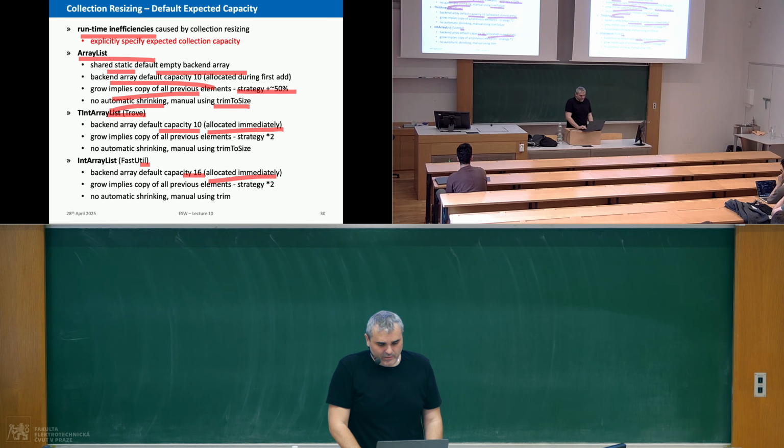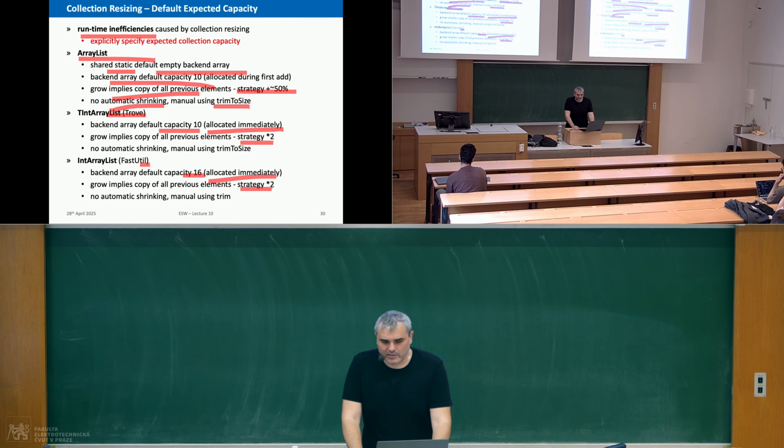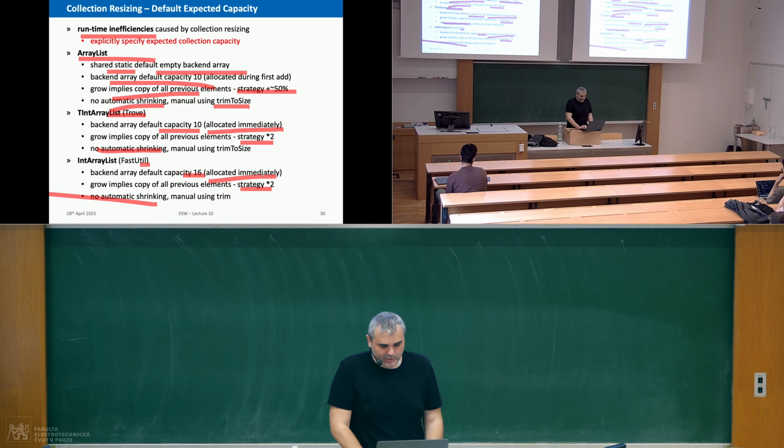Growth strategy: multiplied by 2. So power of 2, in fact. Initially 10, then 20, then 40, then 80, and so on. Both don't contain automatic shrinking. You have to manually use trim to size, like here, or trim. And if you are removing a lot of elements, and then keep the remaining, you should use trim to size to free not used memory.